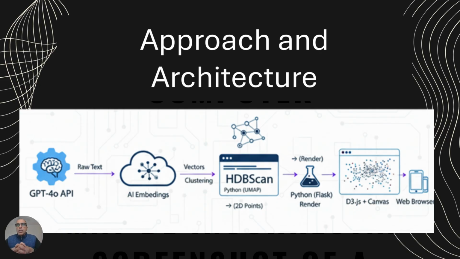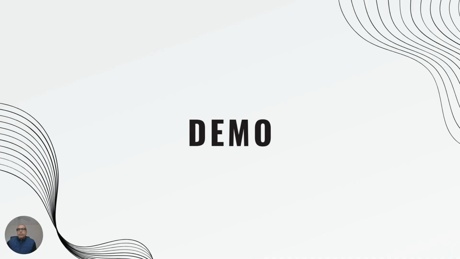We started with the ChatGPT API to get raw data, which we converted into AI embeddings. These vectors are then clustered and reduced to two-dimensional points using UMAP in a Python backend. A Flask server then renders this data, which is visualized interactively in the web browser using D3.js and Canvas. On the data and the modeling side, we obtained our embeddings directly from the state of the art text-embedding-3-large language models. Here's a quick demo of our product.